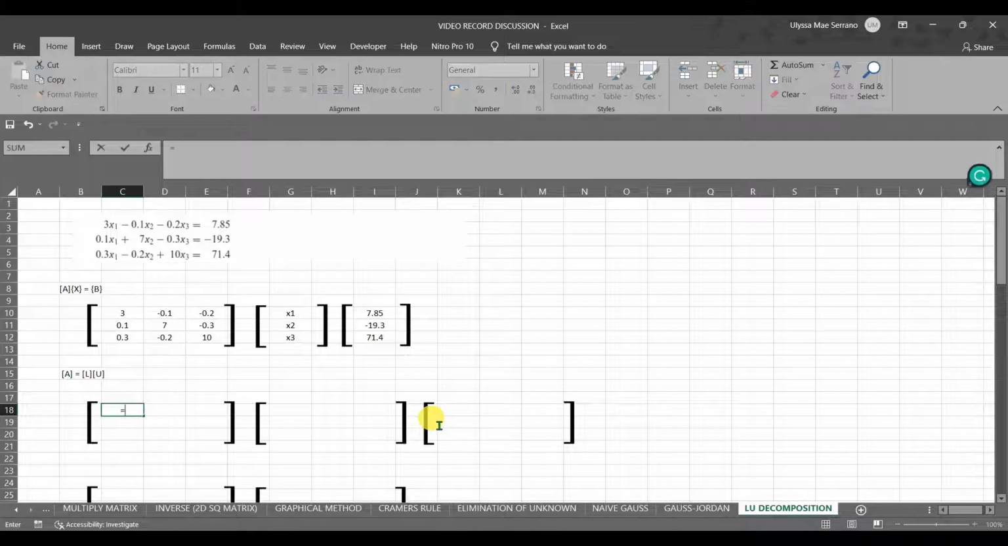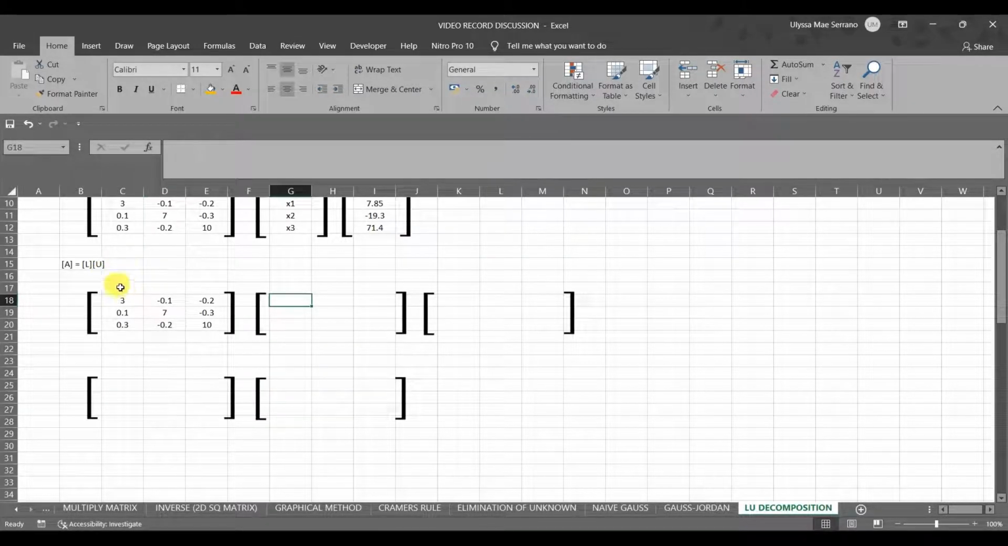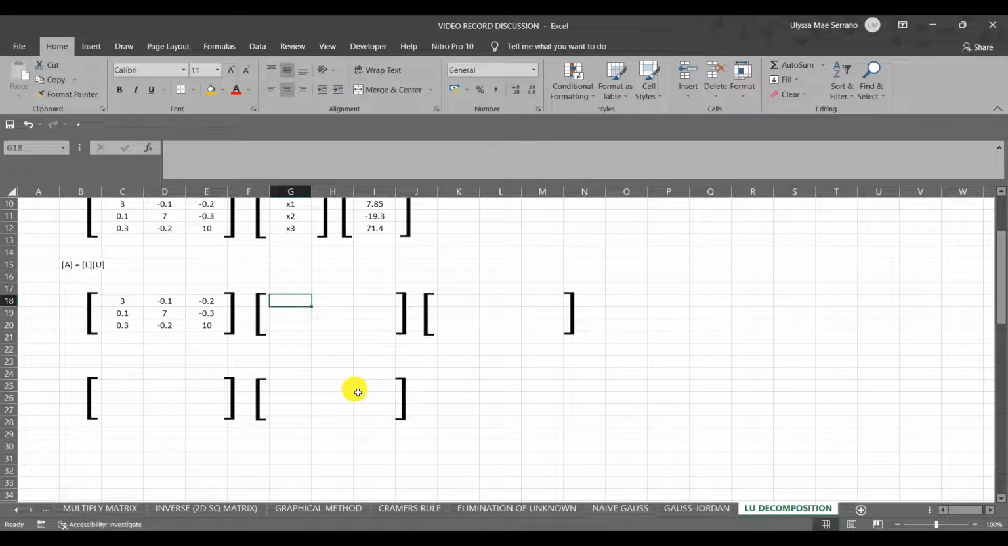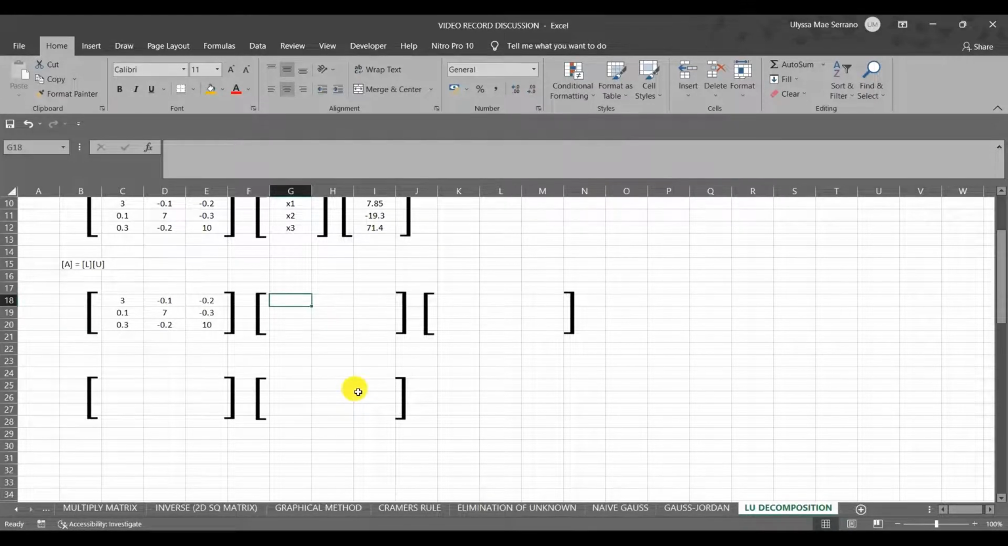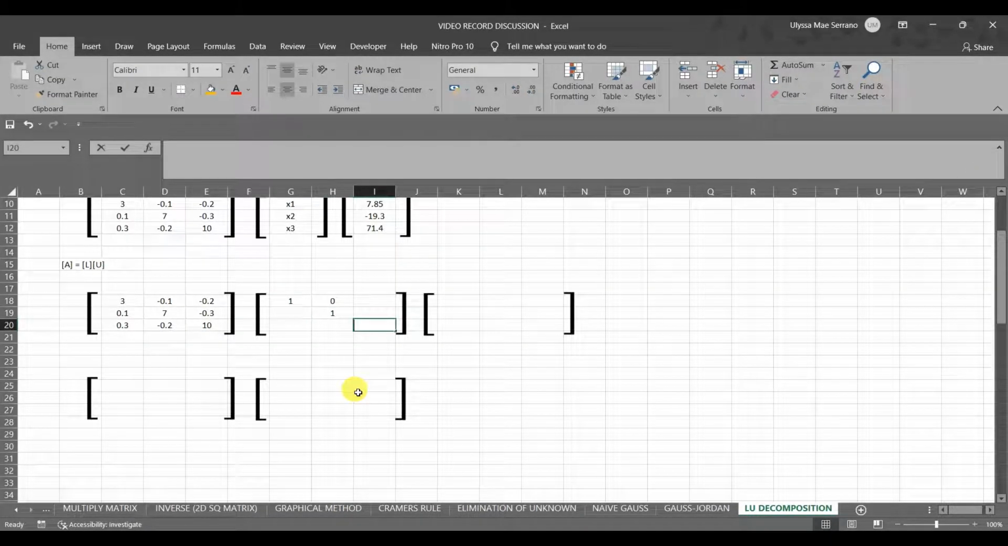First, we have the value of A. So, let's equate it. This is the value of our matrix A, in order for us to simplify the process and to make it more understandable than what we have discussed in the presentation. For the lower triangular, the main diagonal is 1 and the upper part is 0.